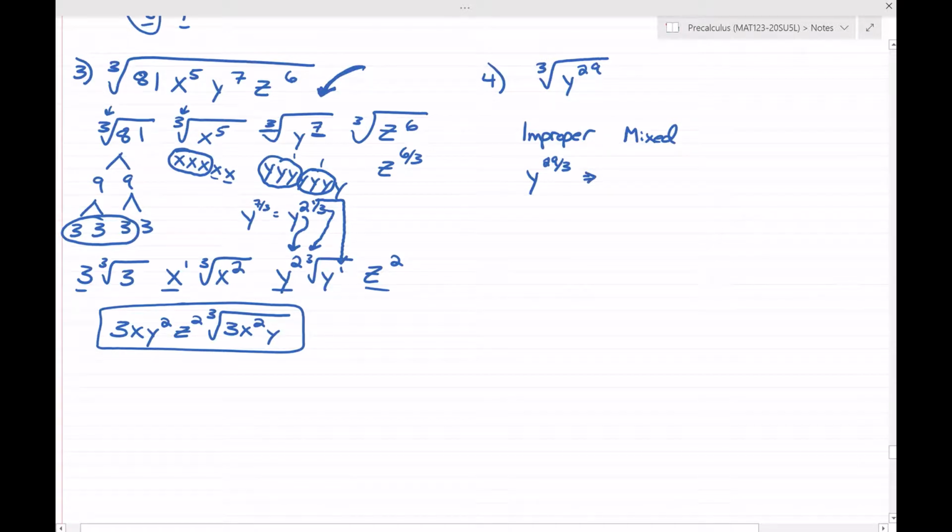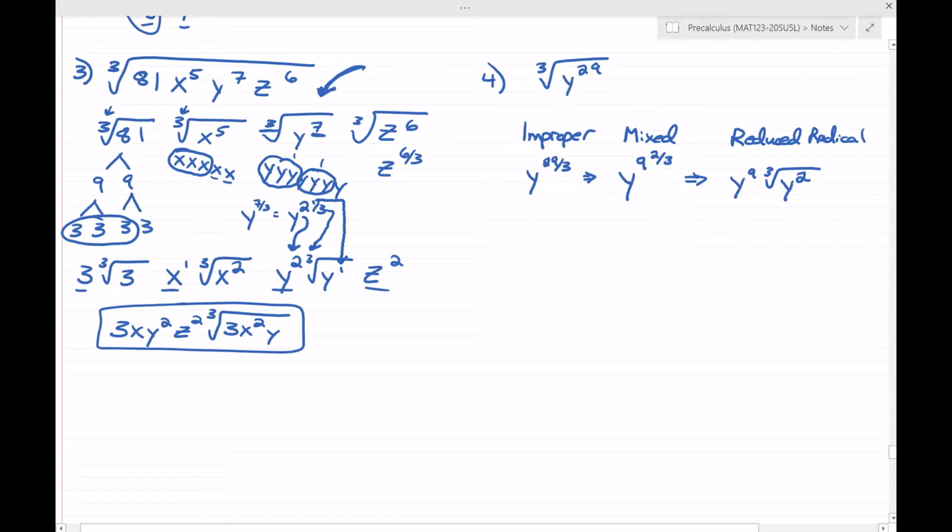Well, how many groups of 3 are in 29? 3 goes into 29 9 times, and there'd be 2 left over. 9 times 3 is 27, so the remainder would be 2. We're dividing by 3. Once we get this far, we could write it as a reduced radical by putting the total number of groups on the outside, the divisor where the index was 3, and the remainder, what's left over, on the inside.